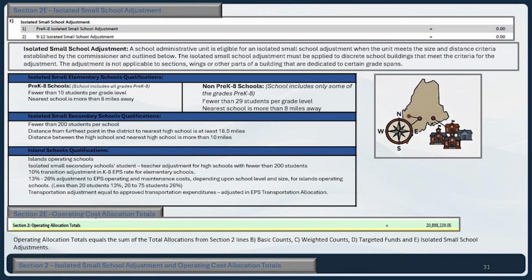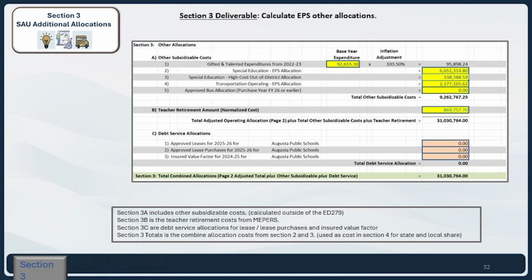But once we get through section 2, that is the total amount of your operating allocation to educate students in your SAU. So we took the regular cost of education, we determined a per pupil rate based on the regular cost of education, and we used those rates in section 2 to calculate an operating allocation for your SAU. In section 3, this is where those other allocations come in. And I is going to come up in a minute to talk about sections 3A, 1 to 4. I'm going to quickly go over the other pieces.